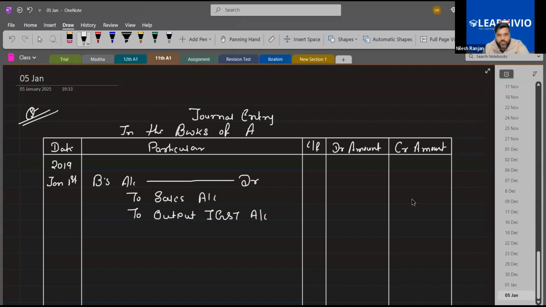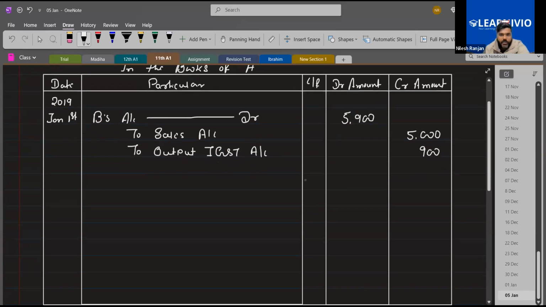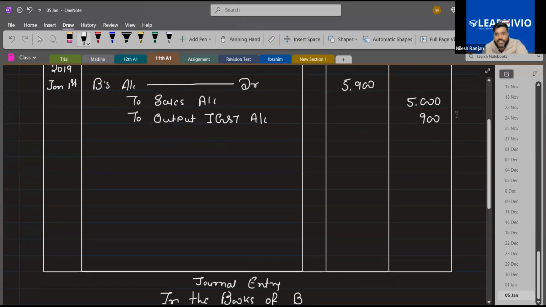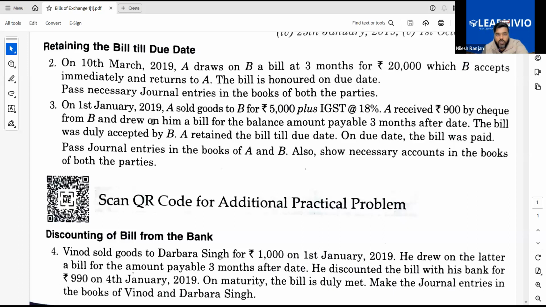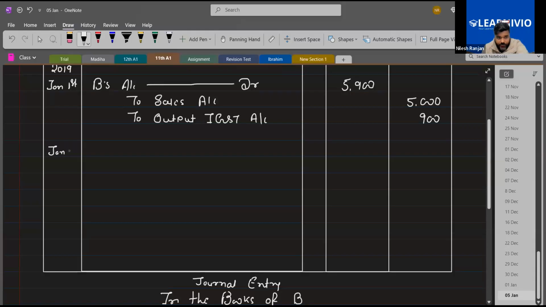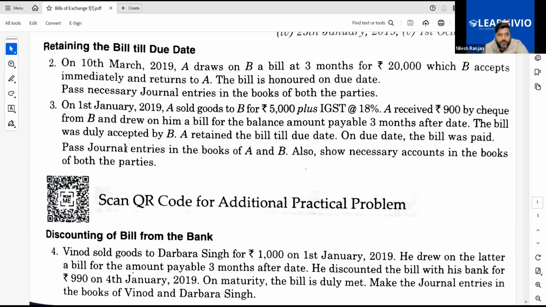So the sales amount is 5,000 and IGST 18% means it will be 900. So total 5,900 we have to receive from B. This is the first entry. After that, A received 900 by check from B and drew on him a bill for the balance amount. So either you can pass the journal entry separately for check and bill, or you can write it together. The balance amount, the bill was duly accepted.